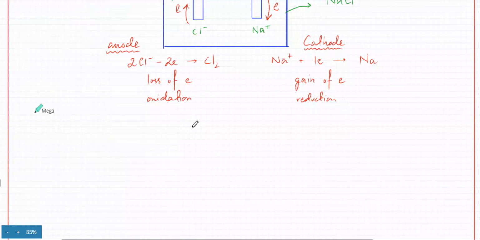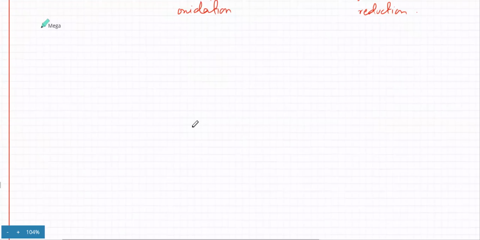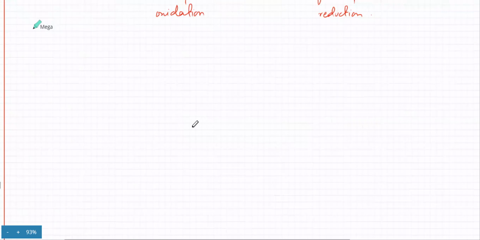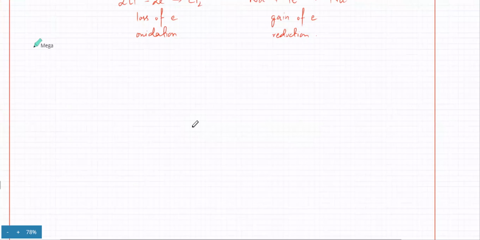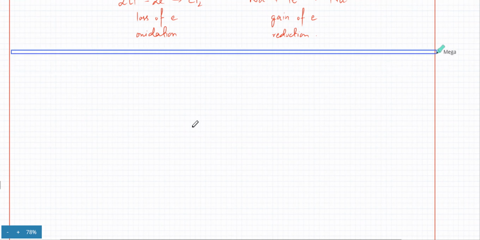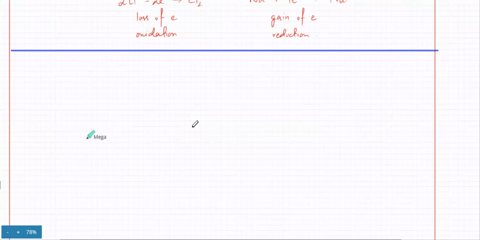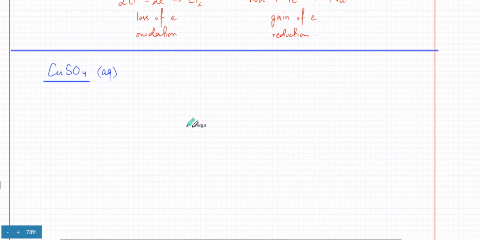Now we're going to do a bit more complicated electrolysis, in which I'm going to bring in electrode potentials as well. So the complicated electrolysis is the electrolysis of copper sulfate, but this time copper sulfate is aqueous. I'm going to make the beaker just like before.